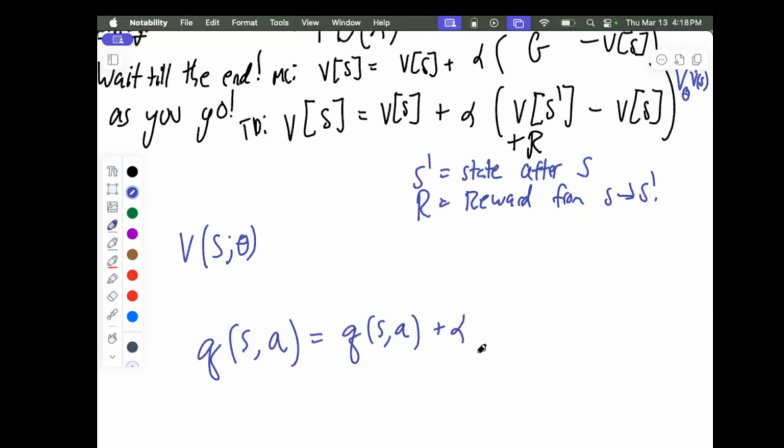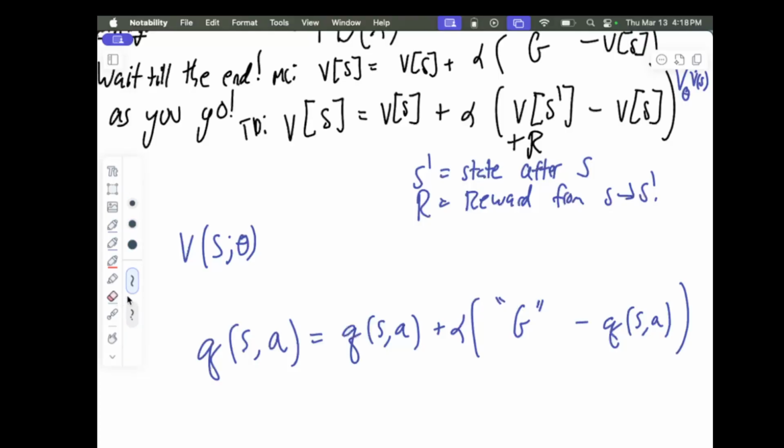So plus alpha, and then we're going to have something here. I'll put G in quotes. It would be G if we were doing Monte Carlo. So if it was Monte Carlo, this is what it would be. In temporal difference learning, we have to replace the G with some estimate for G. What should the estimate for G be? So we're at state S. We have chosen to take action A. We move to a new state. What should we put there that is approximating G?